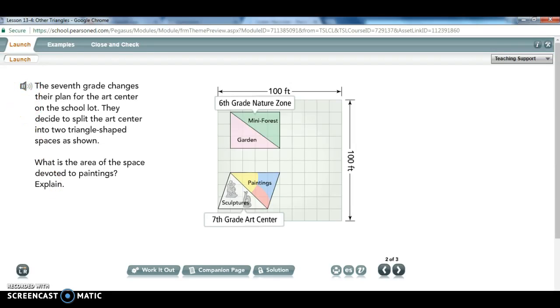The 7th grade changes their plan for the art center on the school lot. They decide to split the art center into two triangle-shaped spaces as shown. What is the area of the space devoted to paintings? Explain.